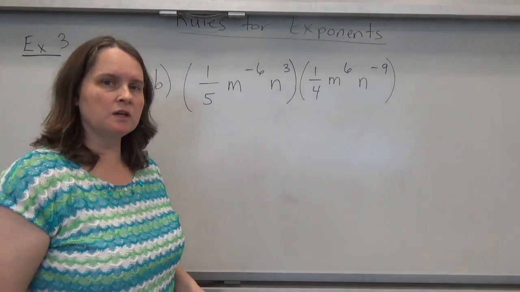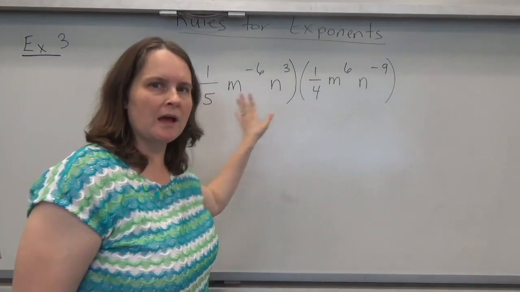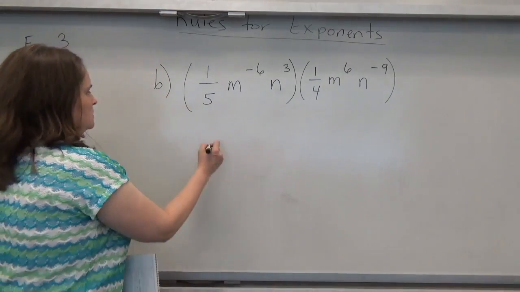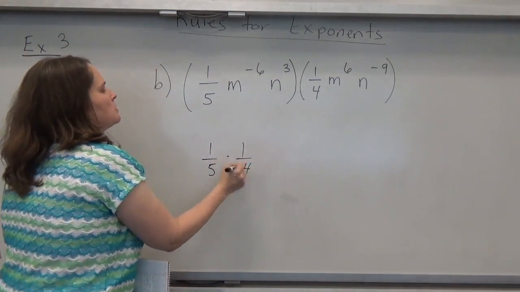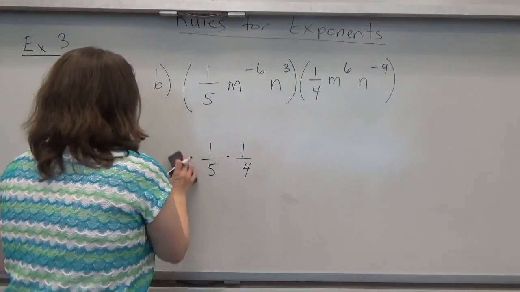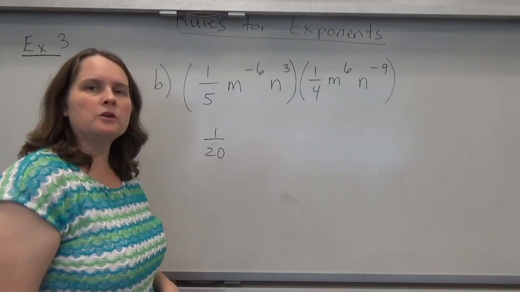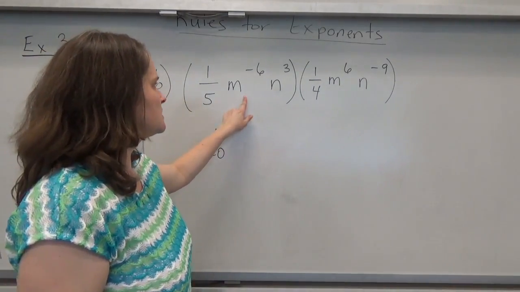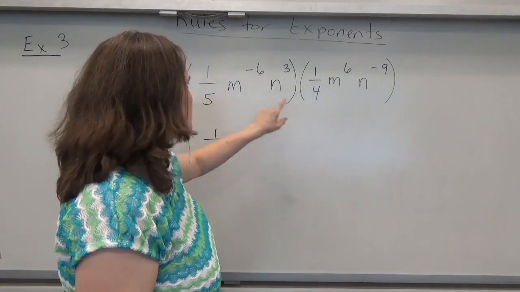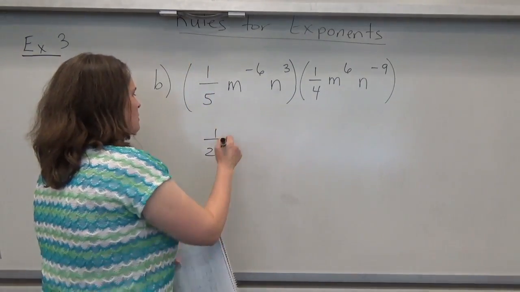Okay, so let's see how you've done. Again, there are no exponents on the outside of the parentheses, so we're just multiplying everything together. 1/5 times 1/4, when you multiply fractions, the rule is to multiply straight across the top, straight across the bottom. So that's going to give you 1/20. Now you want to look for like bases. You've got m to the negative 6th times m to the positive 6th. You're multiplying these like bases, you want to add your exponents. Negative 6 plus 6 is 0. So you've got m to the 0 power.